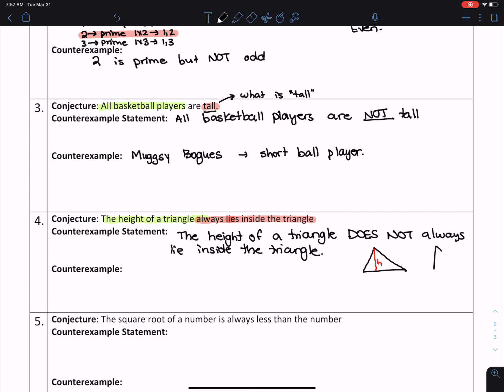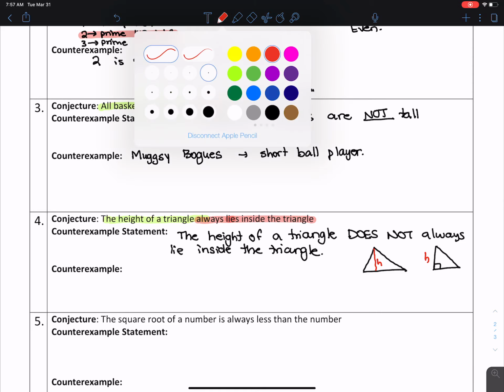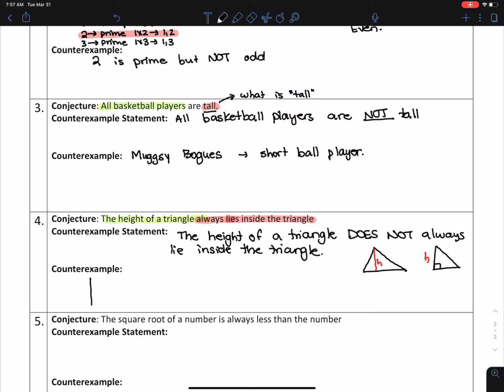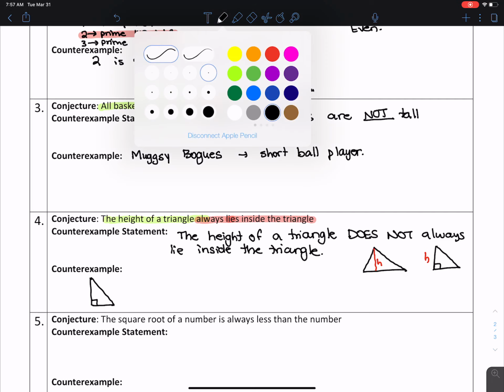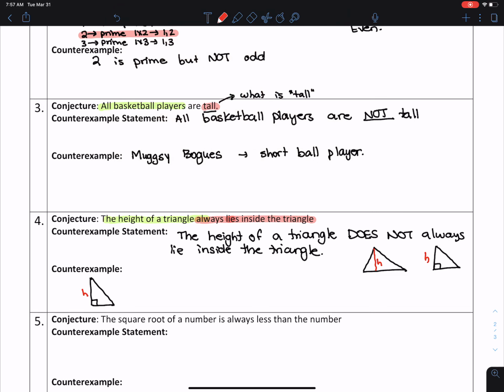So, if I draw a right angle triangle, which is what you're used to from an earlier math course, the height of my triangle actually sits here and it doesn't sit on the inside of my triangle. So this diagram of this right angle triangle that I've drawn would be my counterexample to the given statement. And again, we can put H and we can say the height does not lie on the inside of the triangle.